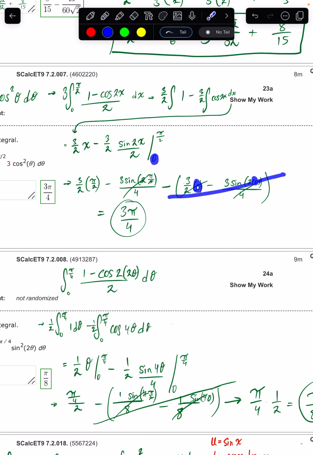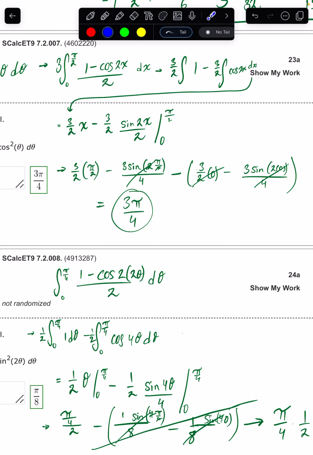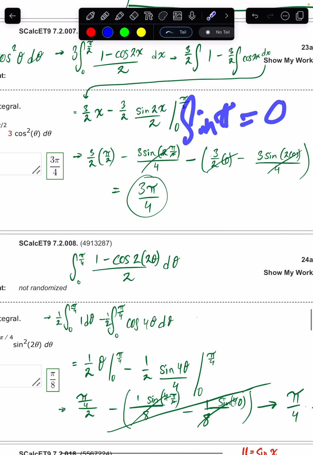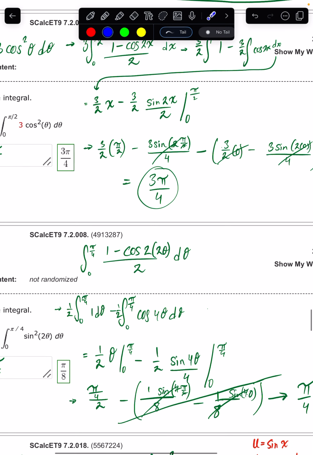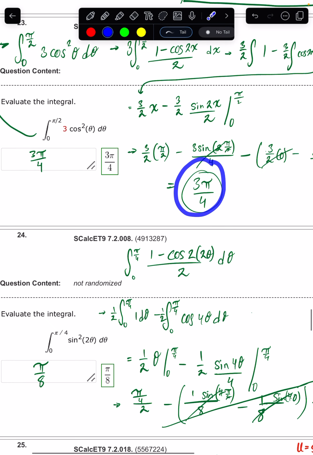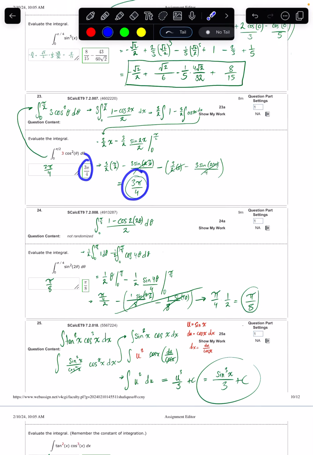This thing just crosses out because 0 times x is 0, and sine of 0 is just 0. And then same with over here, since it's 2x, 2 pi over 2 is just pi, and sine of pi is also 0, right? And you're just left with 3 times pi over 2, which becomes 3 pi over 4. And that's your final answer.